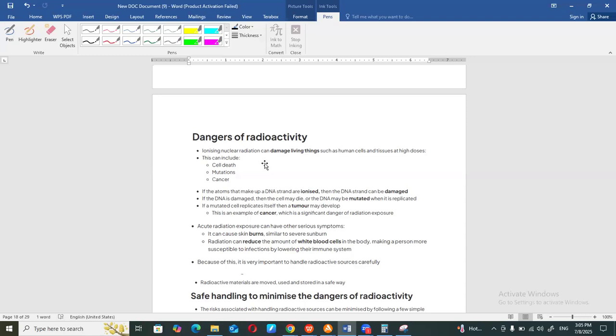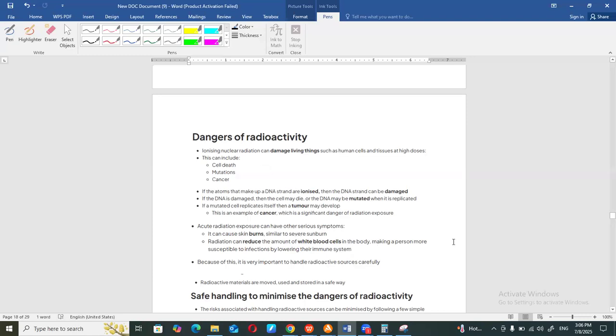So remember, if the exposure is bigger, the danger can be bigger. If the exposure is less, then there is still a danger, like skin burn can be one of the dangers. Or you can say radiation can reduce the amount of white cells in the body, making a person more susceptible, or more easily infected, by lowering their immune system. Okay, so that happens like that.